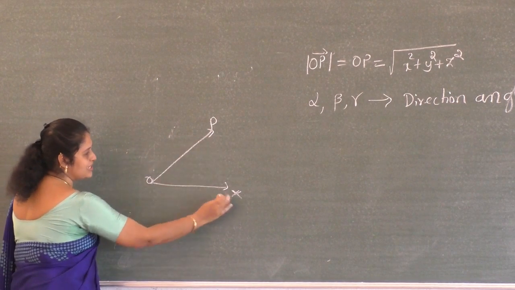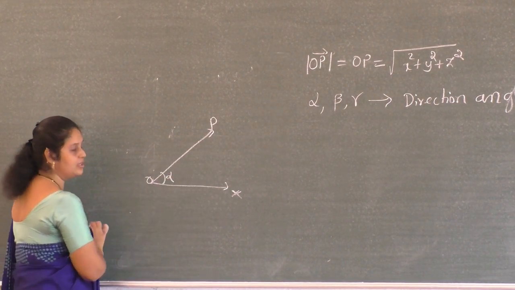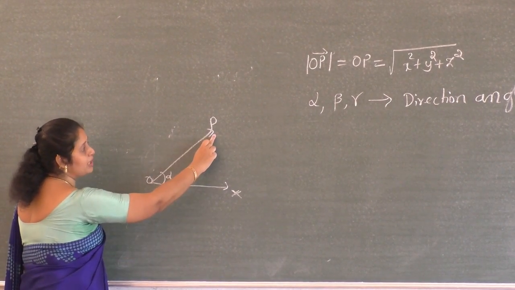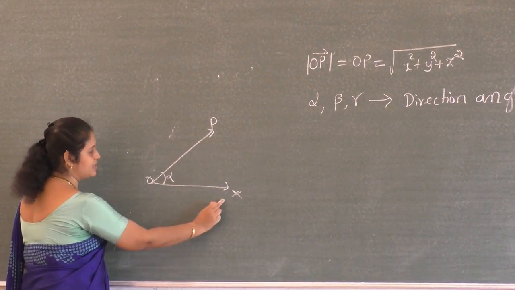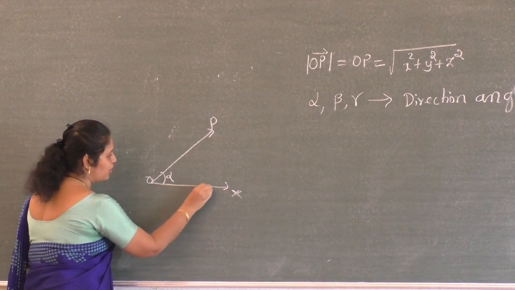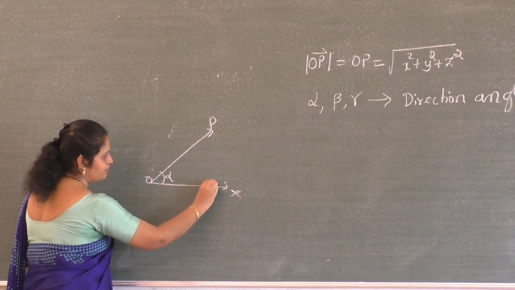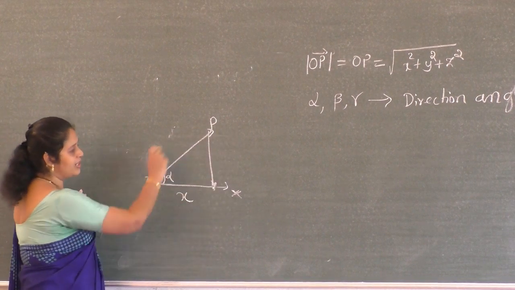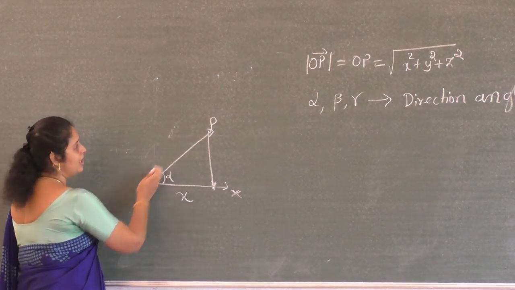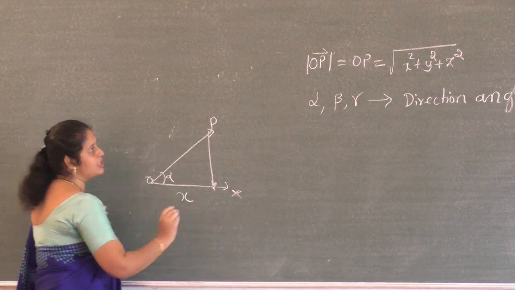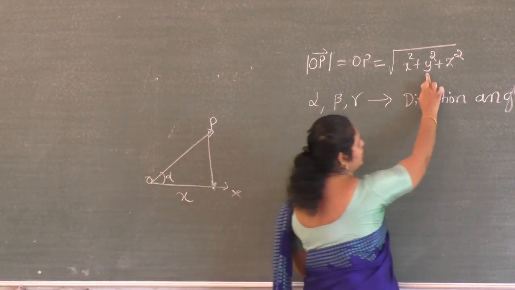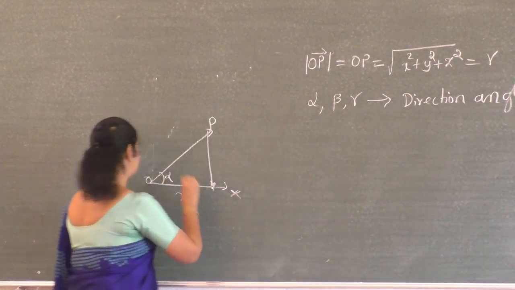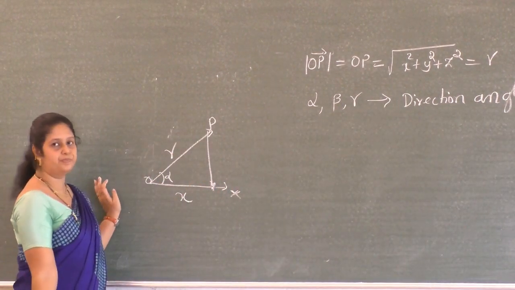Okay, vector OP makes an angle alpha with the x-axis, that you know. Initially, we move x distance along the x-axis. This is x distance. I will draw one right-angled triangle. And OP is root of x square plus y square plus z square. I will write it as r. Therefore, I will keep it as r.